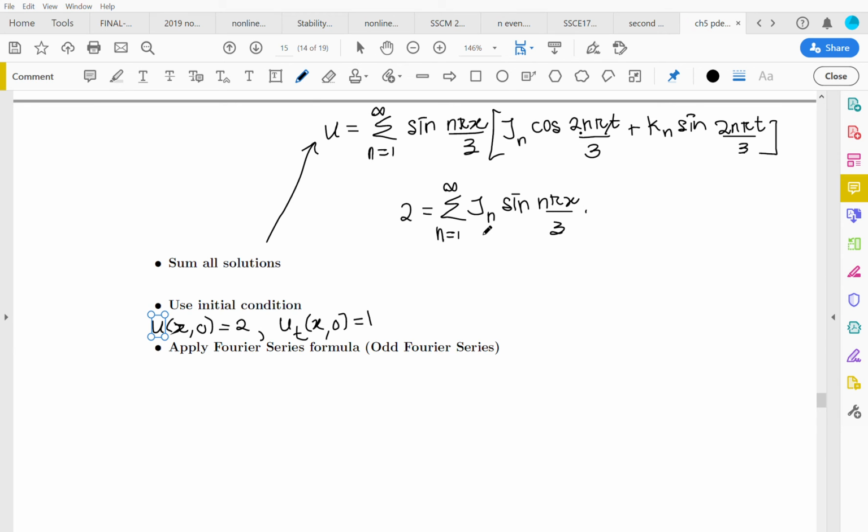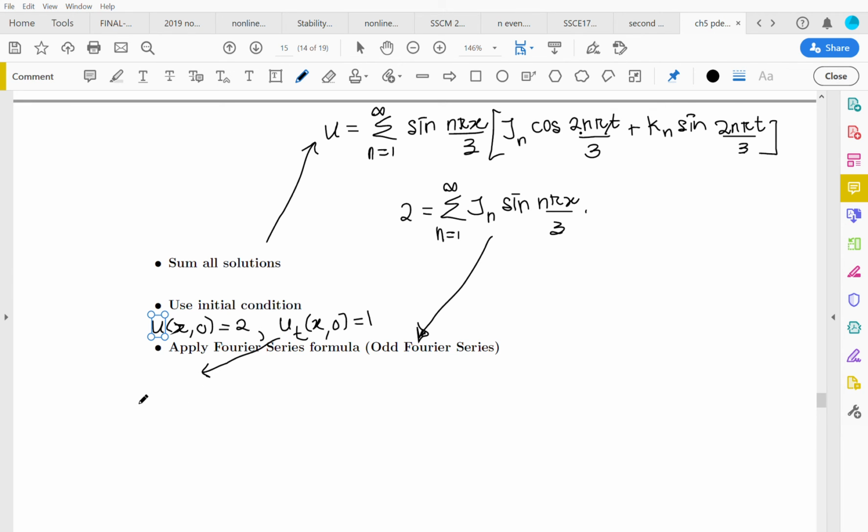Okay, so actually we can apply here the odd Fourier series for this from the first boundary condition. And for the second boundary condition, it is del u del t. So del u del t comes from here. Since here it is del u del t, we have to differentiate this function first with respect to t.